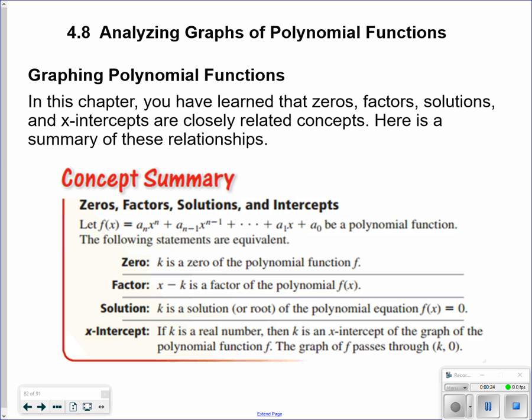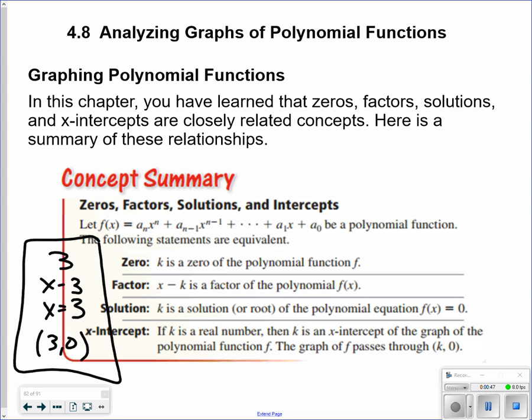So we've learned about zeros, factors, solutions, and x-intercepts. Here is the summary of what we've talked about. If I say something is a zero, let's say a number like 3 is a zero, that means the factor is x minus 3, the solution is x equals 3, and the intercept is at the point (3, 0). So again, every single one of these is just a slight bit different, but not much different.